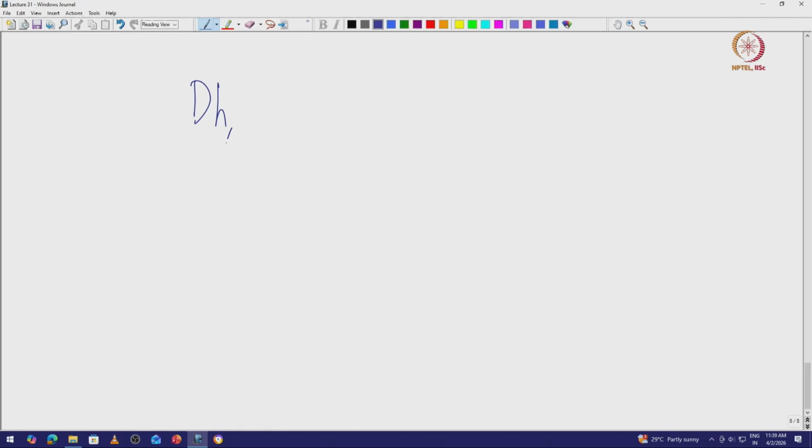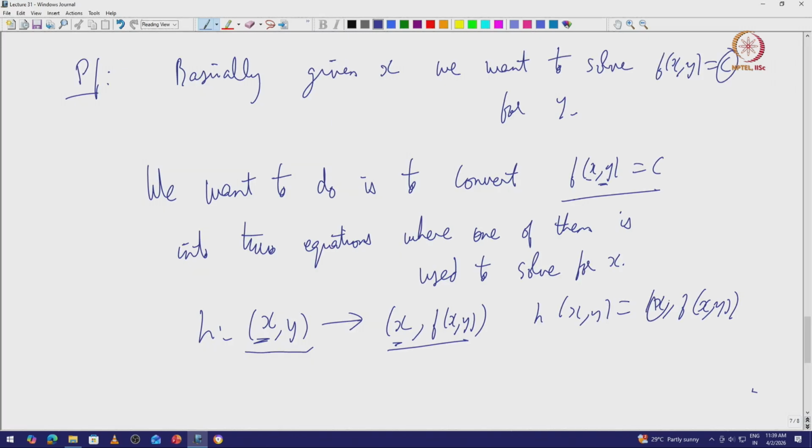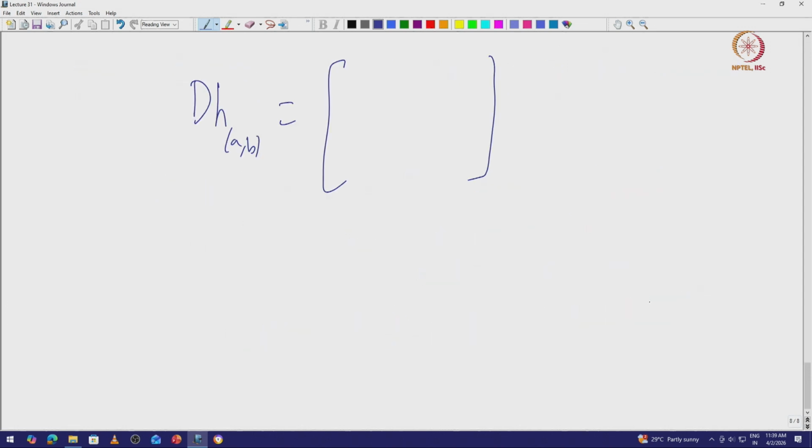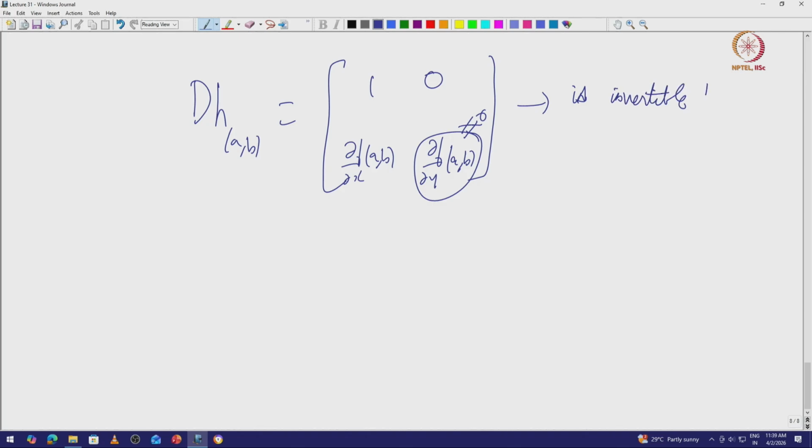So what's the derivative of h at the point (a, b)? Well, what is the derivative matrix? It's the gradient of the first component, which is (1, 0), and the gradient of the second component. This is not 0, which means the derivative is an invertible matrix. Why is it invertible? Well, you can compute the determinant, of course. The determinant is 1 times this minus 0 times this, and this is not 0, so the determinant is not 0.